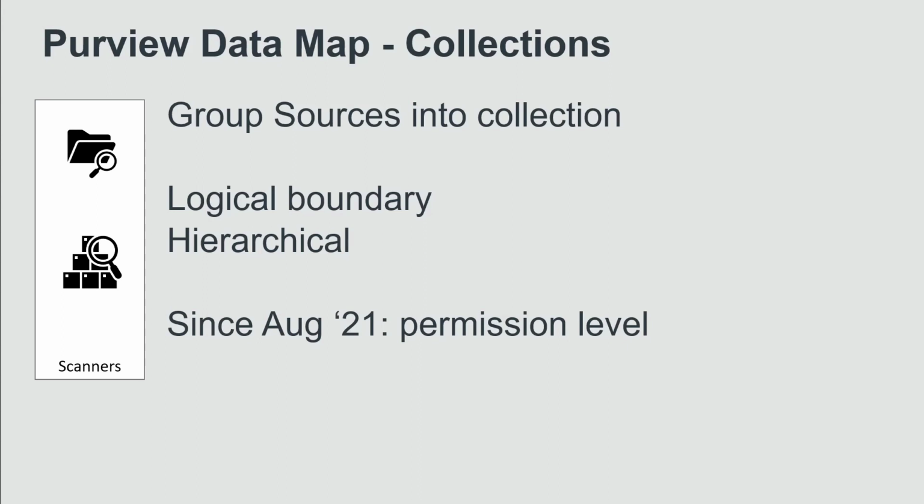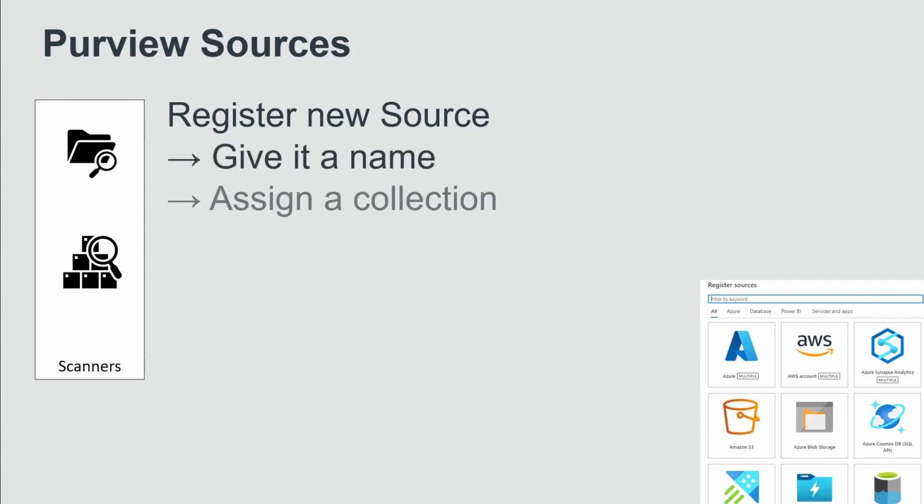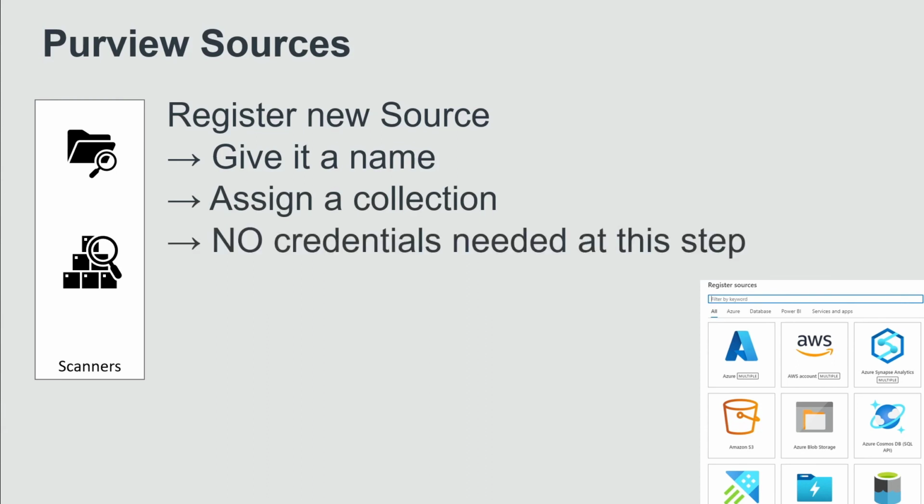And you can add a permission level. We will have a look at permissions later on, but data source administrators or just data readers, that is really important and really necessary to have one single version of a data catalog. And if you register a source in Purview, you give it a name, you assign it to a collection, and very, very important, no credentials are needed at that step. There is no metadata, no import, and no scan of the sources at that moment. We need a scan definition for that.